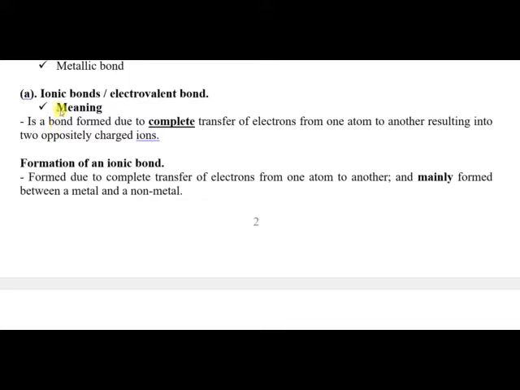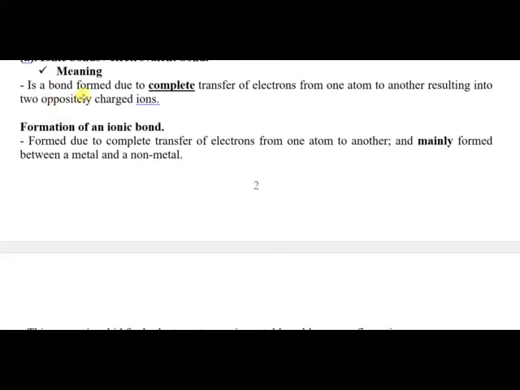So what is ionic bonding? It is a bond formed due to complete transfer of electrons from one atom to another, resulting into 2 oppositely charged ions. So one loses electrons and another one gains the same electrons that were lost. So they form a mutual electrostatic force, and they combine and stick to each other.